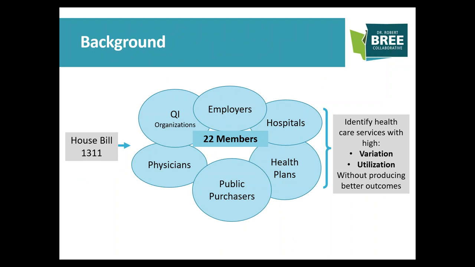We were created by our state legislature in 2011 through House Bill 1311, and it really called for our governor-appointed members to represent healthcare stakeholders, including hospitals, health systems, health insurance plans, public healthcare purchasers for the state of Washington, as well as private healthcare purchasers or employers, so Boeing and King County, physicians and quality improvement organizations. And we select about three or four healthcare services with high utilization, high variation, that are frequently used without producing better care outcomes, or really that have patient safety issues that our members are concerned about. Next slide.